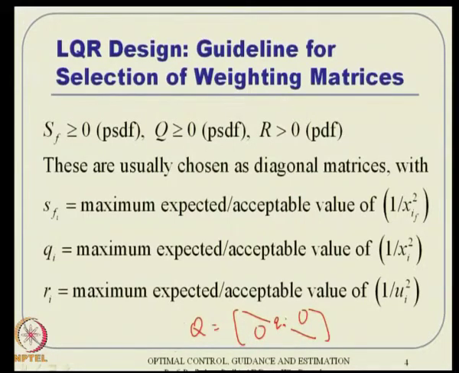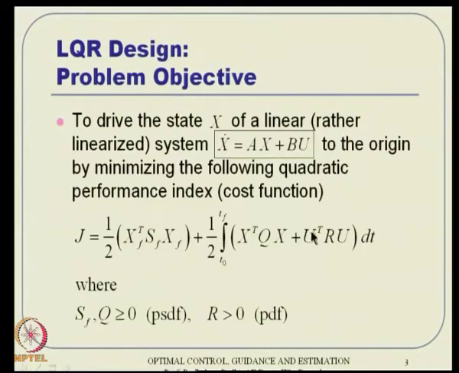Okay. So, the recommended guideline turns out to be that you expect a maximum deviation, a maximum expected or acceptable value of 1 by xi square. Qi is equal to the maximum expected value of 1 by xi square. Or similarly, Ri is the maximum expected or maximum acceptable value of 1 by u square. In other words, if you do that, remember these functions are nothing but u1 square r1 plus u2 times r2, like that.